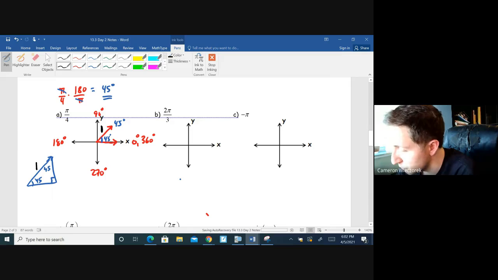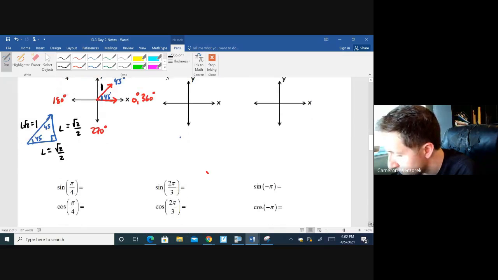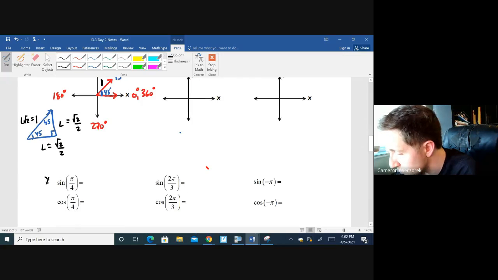And we've seen this trick before. If you're going to go backwards to the legs, it's L, L, and this is your L rad 2. So if you go backwards, 1 divided by rad 2 would be rad 2 over 2. And since I'm in the first quadrant, everything in quadrant 1 is positive. So cosine should be positive and sine should be positive. Sine is y, cosine's x, but they both happen to be rad 2 over 2 in this case.